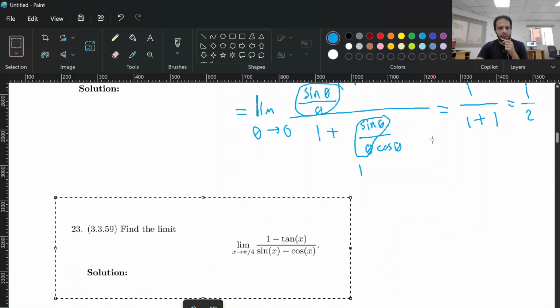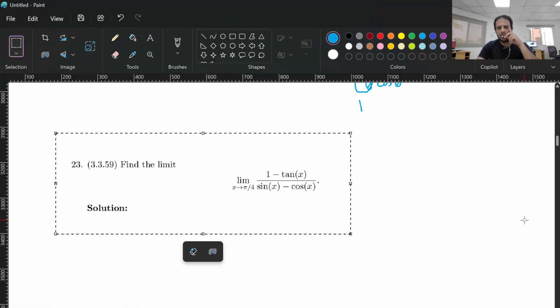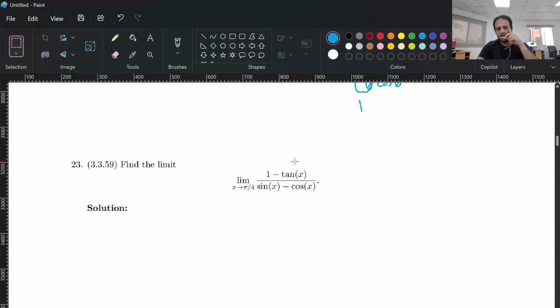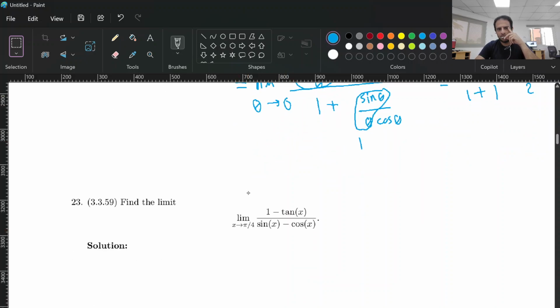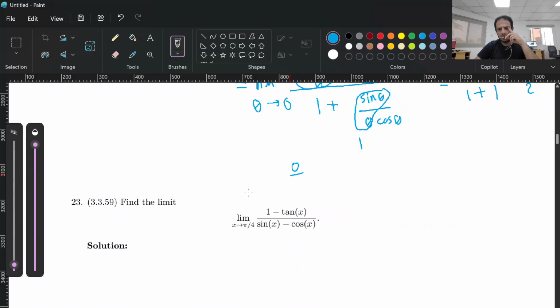So problem 23 we have: find the limit of 1 minus tan x over sine x minus cosine x as x goes to pi over 4. First step, also for the above problems, you substitute. Get 0 over 0, right? Then you need to simplify, right? Yes. 0 over 0. Note here that tan pi over 4 is 1. So 1 minus 1 is 0. Down, 1 over square root of 2 minus 1 over square root of 2 is 0. So it's 0 over 0.